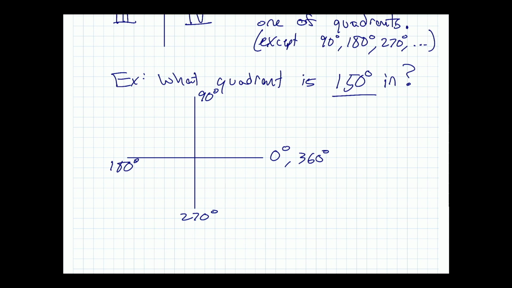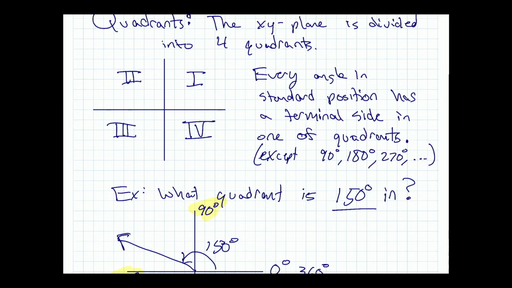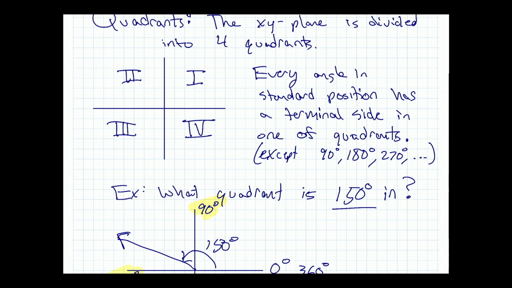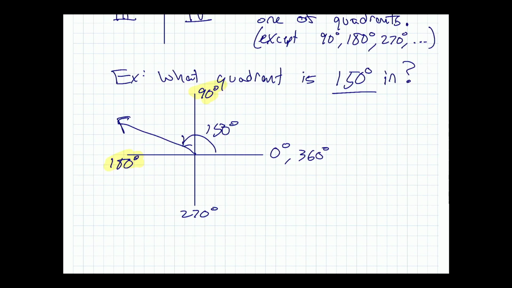So we've got 150 degrees. Where is it? Well, 150 is in between 90 and 180, right? So you've got 90 here and you've got 180 here. So 150 is in here somewhere, in between 90 and 180. So then you would just say, well, what quadrant is that? Just look at the picture. You can see that that's quadrant 2. That's the answer. Okay?